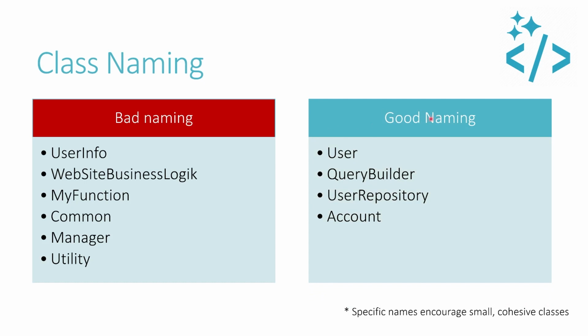Some better examples are: we have this User, simply without the info. We have these specific responsibilities. We have the Builder, the Repository, and we have the Account. So the Account is like in domain-driven design. It's just a domain object.